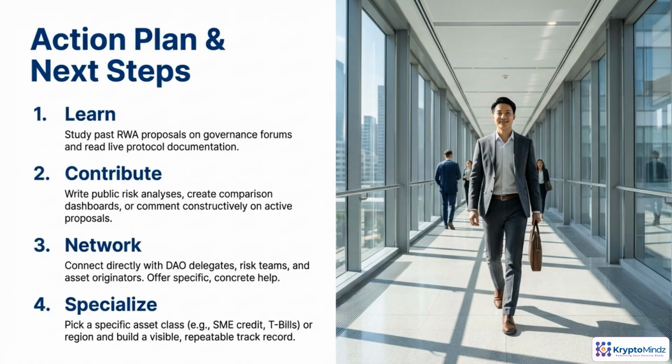Here's a simple way to turn this course into action. First, block time each week to read one real RWA proposal end to end and take notes in your own words. Next, make your thinking public. Post a short risk review or a comparison between two deals. Then, reach out to DAO delegates, risk teams, or issuers with one concrete offer to help. Finally, choose a niche and keep repeating this loop until you build a visible track record.